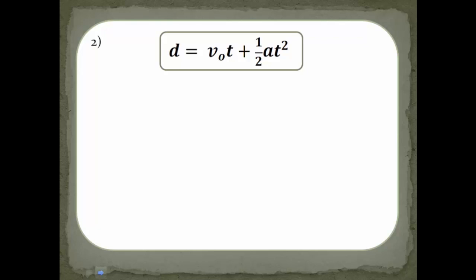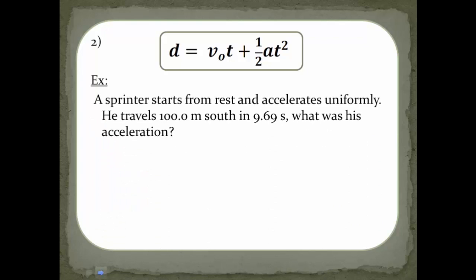So, let's take a look at a question like this. A sprinter starts from rest and accelerates uniformly. He travels 100 meters south in 9.69 seconds. What was his acceleration? So, some key features here. We're starting from rest. The acceleration is uniform. That's good. That means it's going to be constant, which means it's going to be a horizontal line, which is all we know how to deal with. He travels 100 meters to the south in a time of 9.69 seconds. What is his acceleration? Let's figure it out.